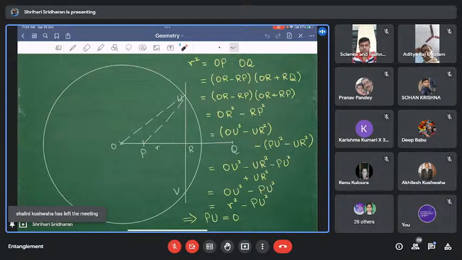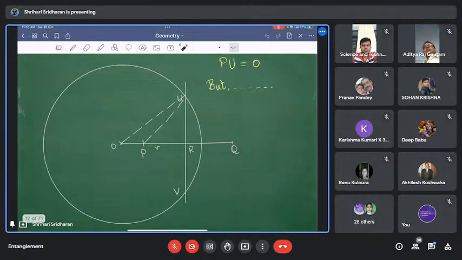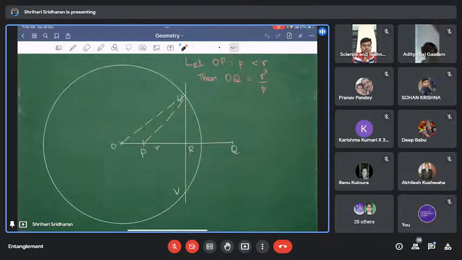There is some problem in either the computation or somewhere that has led us to this wrong conclusion, because you know for a fact that you can use a compass and draw a circle. My question is, where are we going wrong? Let's start with this. I'll tell you where we are going wrong.